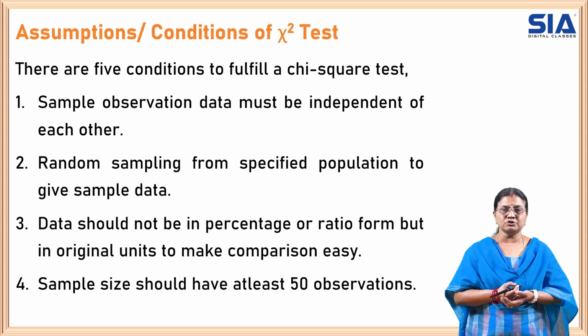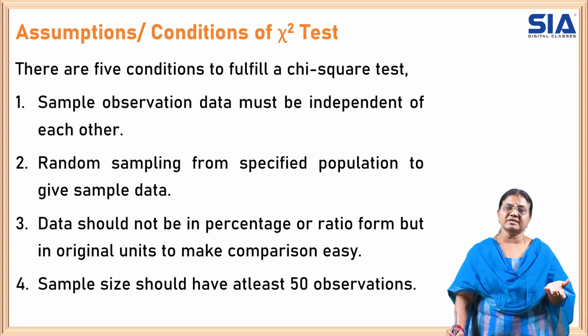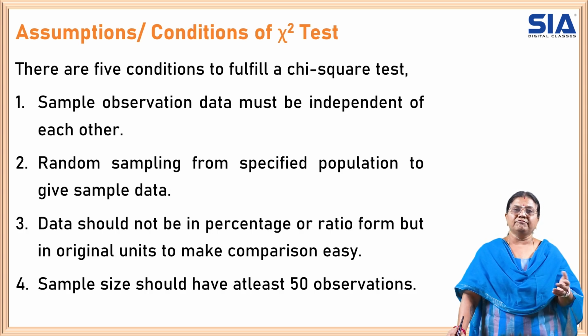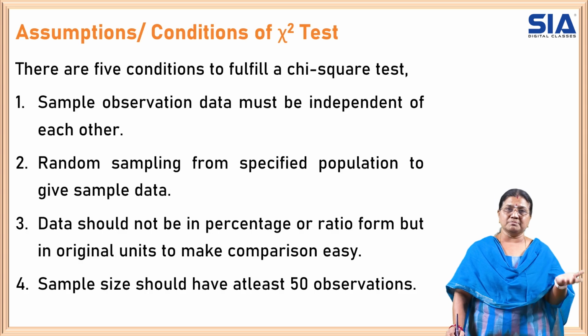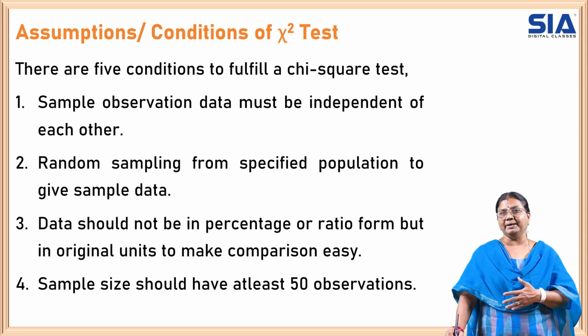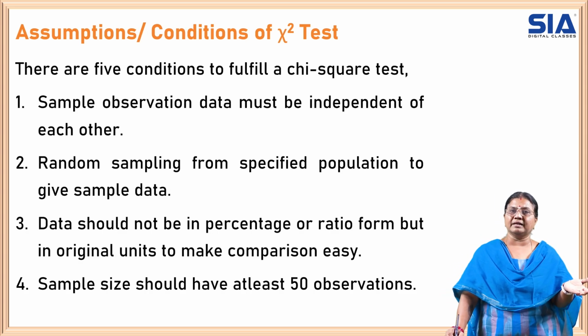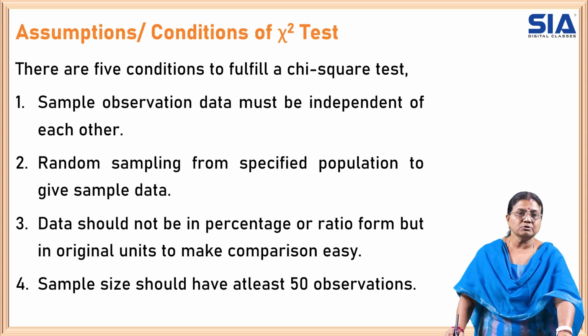Then the sample size should have at least 50 observations. So 50 observations come under a large sample. We understood that there are 2 types of sample: one is small sample and the other is large sample. A sample of less than 30 we call a small sample, and 30 or greater we call a large sample. So for this chi-square, the assumption is it should be more than 50.